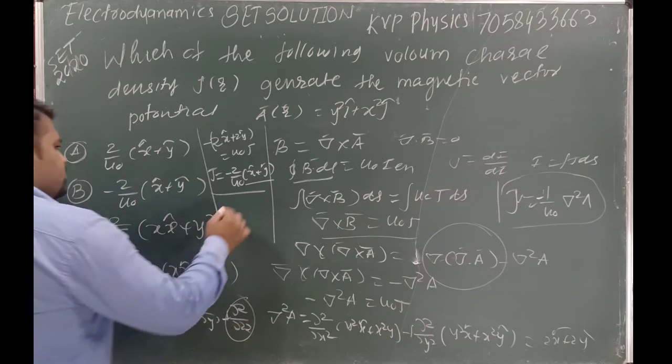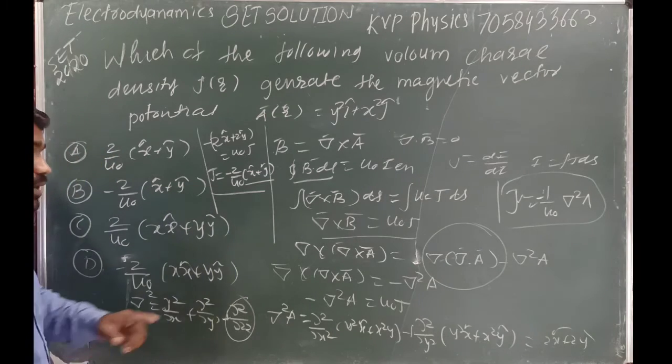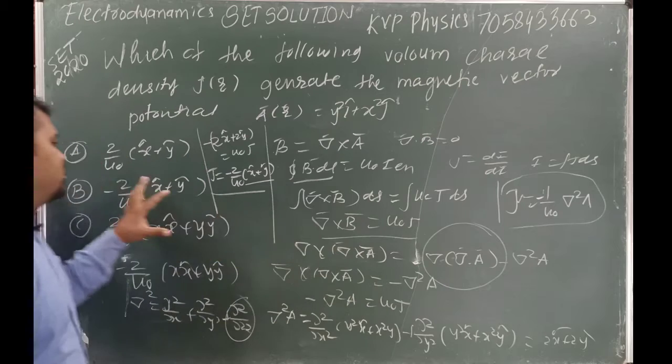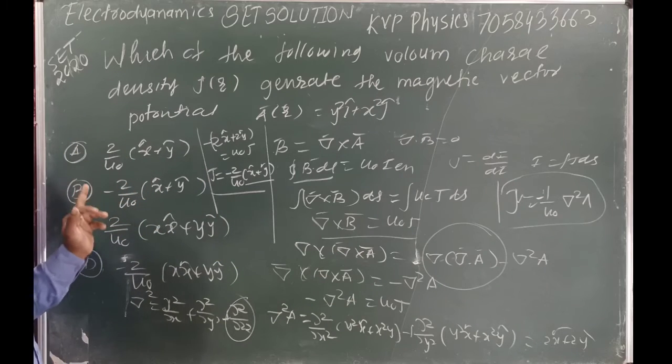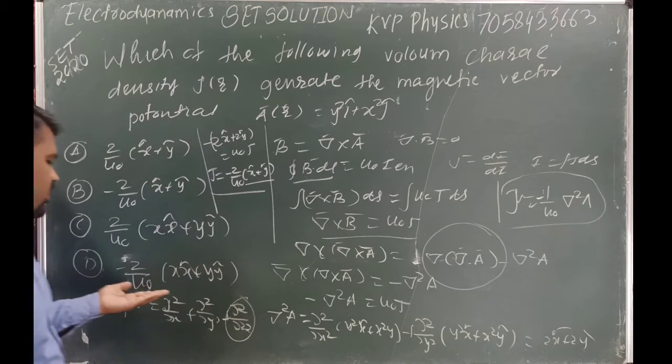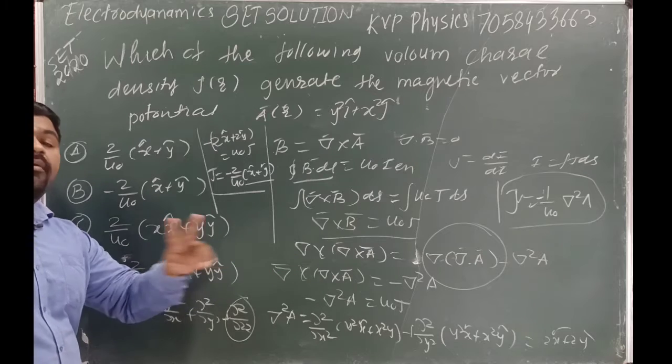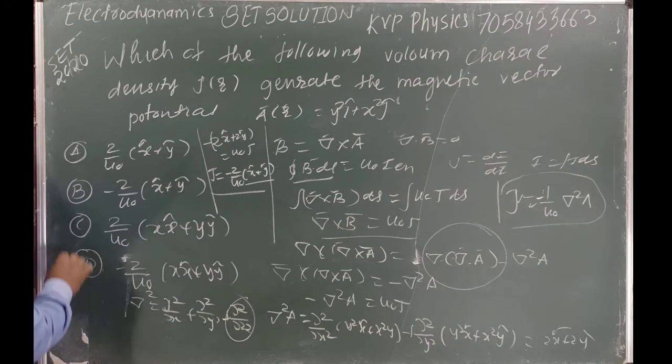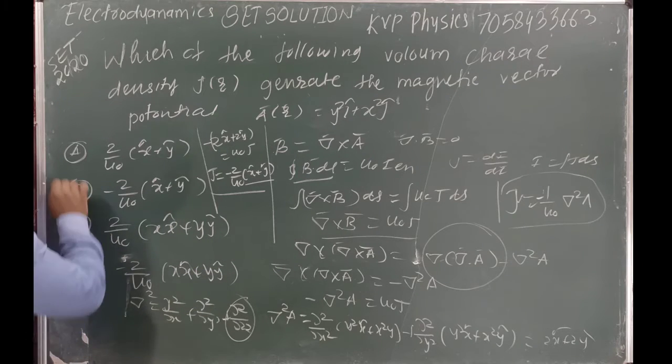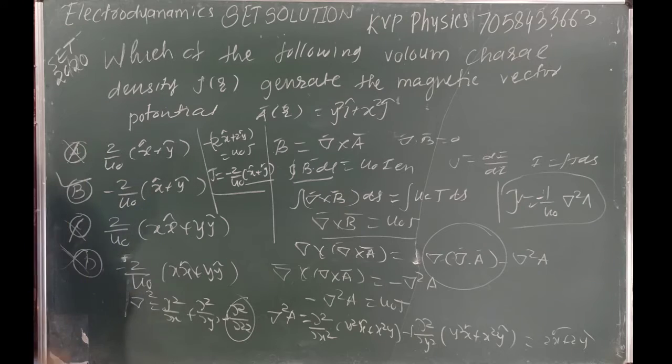So which of the following options is correct? Suppose we cannot take the minus sign here, then the first option is correct. And this one is not possible because here the power is 2. And this is not correct. This also is not correct. This one is correct. So tick this one.